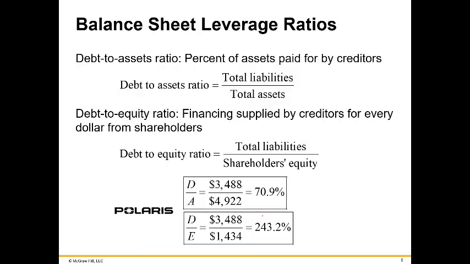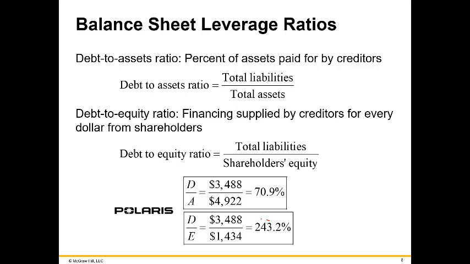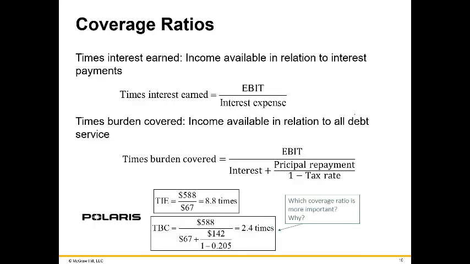So in the case of Polaris, debt to equity is going to be lower because, of course, the market value of the equity is substantially higher. It's almost $6 billion, whereas the book value in our other calculation was 1.4 billion. So we can think about the debt as a percent of assets or equity, and we also want to think about coverage ratios, which is kind of earnings available to pay for the debt.